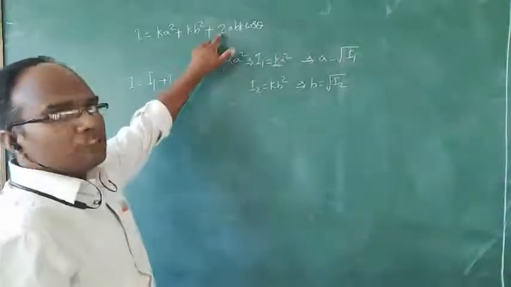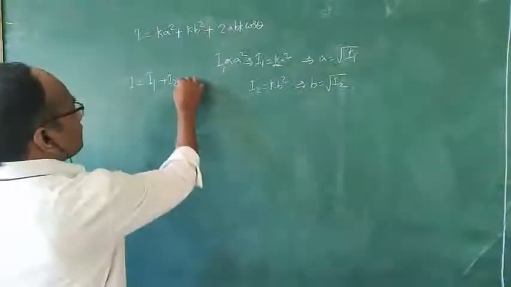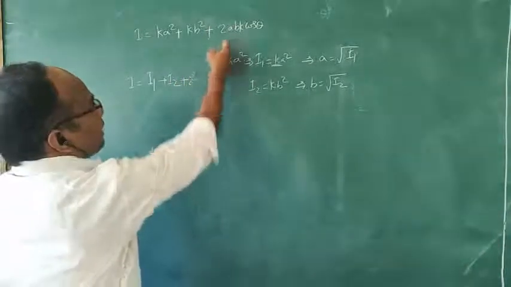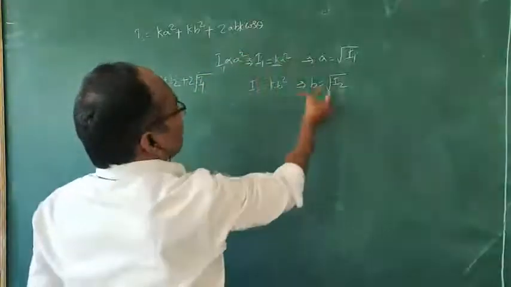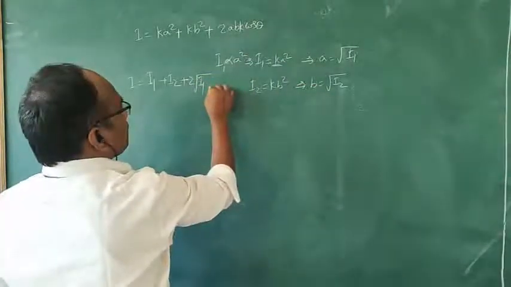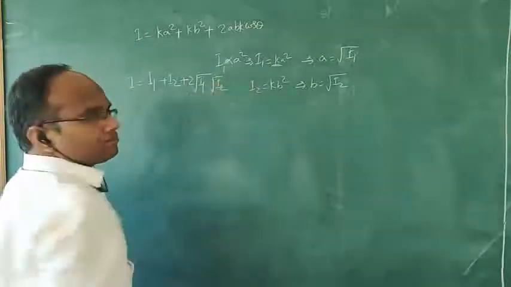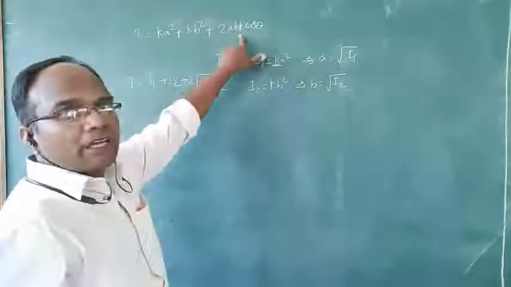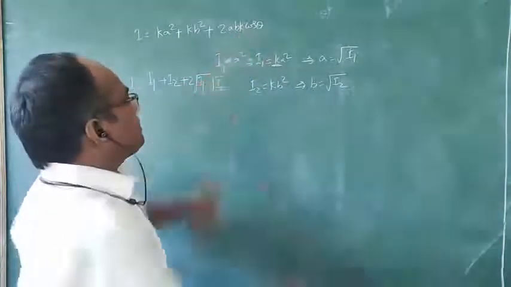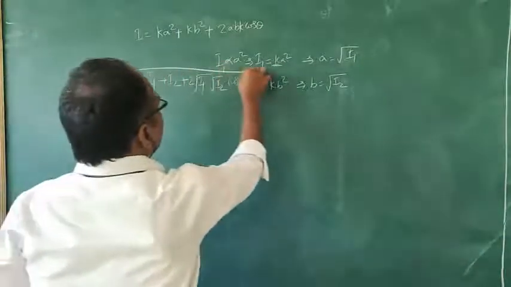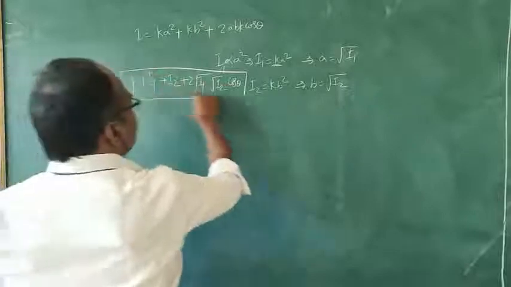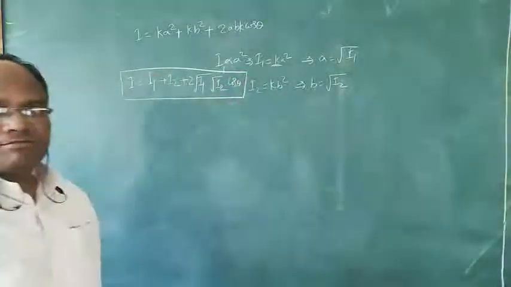So this equation we can write as plus 2 into A, means what? Root I1. B means what? Root I2. Here, where is K? K is a constant. So this is the resultant intensity formula.